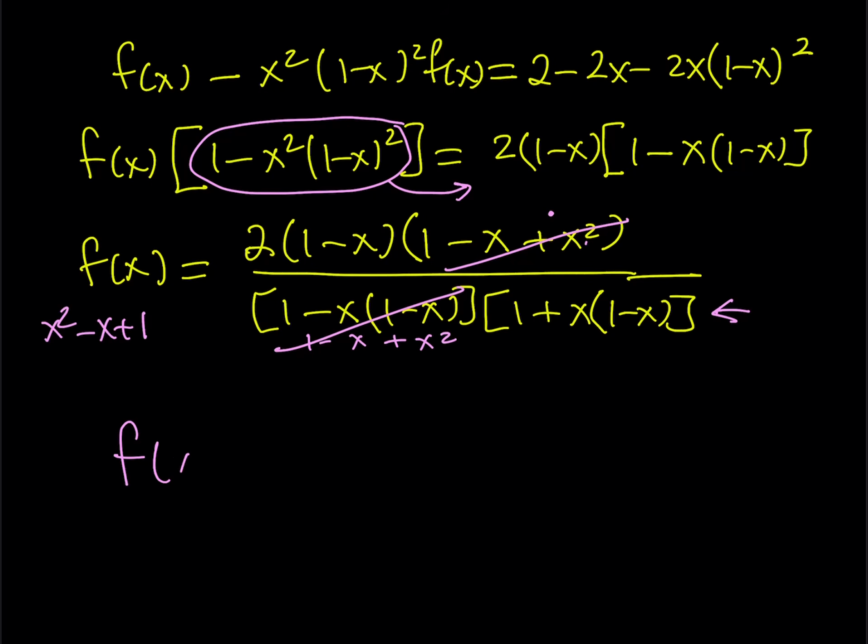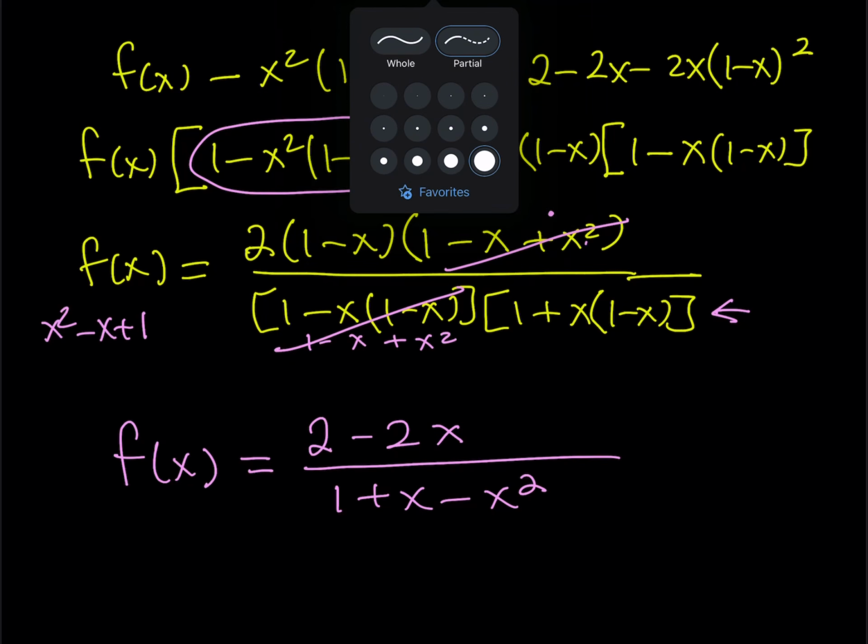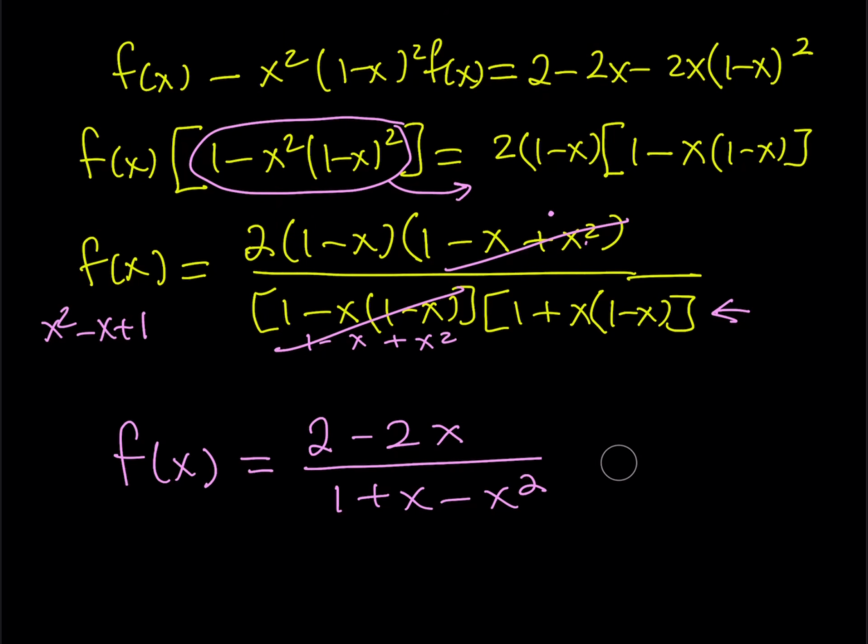Let's go ahead and write that down. So from here, f of x is going to equal, and if I distribute this, I should be getting something like 2 minus 2x from the numerator. And the denominator is going to be 1 plus x minus x squared. So that's going to be my expression basically. I mean, if you wanted to simplify this a tiny bit, if you're really picky about writing it in standard form, you can write it this way.